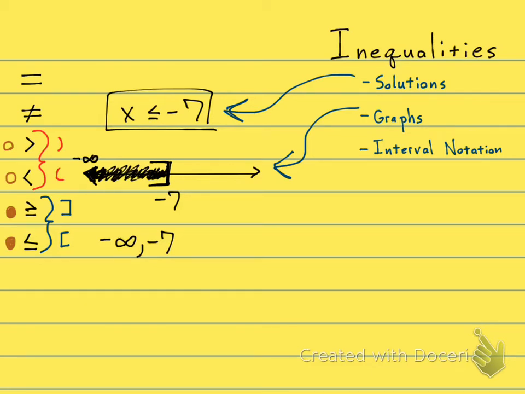Negative infinity always gets a parenthesis, because it's not a real number, it's just a concept. So a positive or negative infinity is always going to get a parenthesis. And then for the -7, you just look above. If I have a bracket here, I need a bracket here. So this is also one of my answers, and this thing is called interval notation. We're going to see this on a lot of problems moving forward.